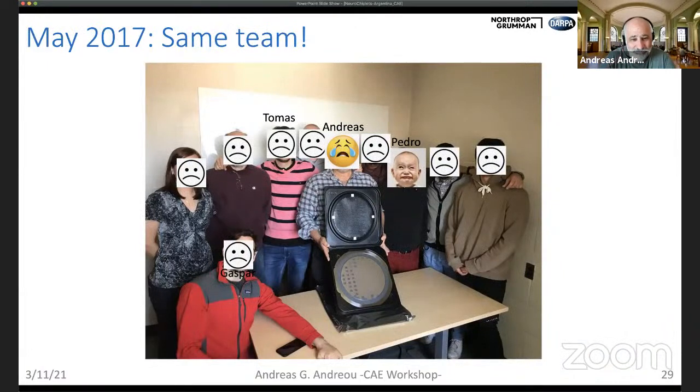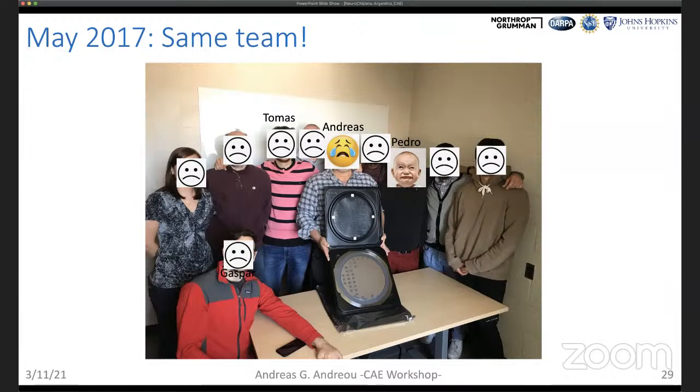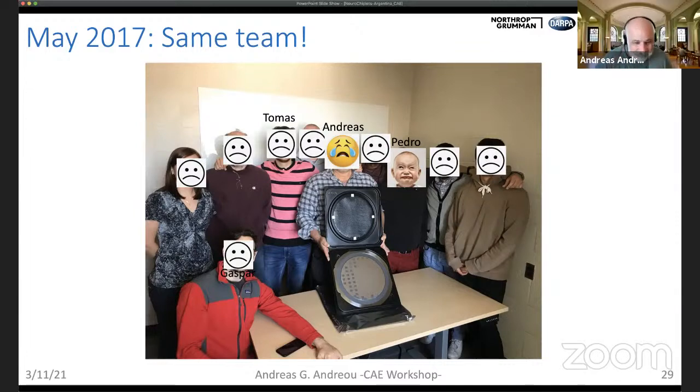Here is the same picture. Here is the wafer with all the chiplets. In May 2017, the wafers came back and we tested them. And what you see here is the same people now, but with sad faces. Notice Pedro's face. Pedro was really very unhappy. And so was Andreas. Andreas is crying. Thomas, Pedro, and Gaspar, the Argentinian in this group. That day, Gaspar delivered the sad news that the chips on this wafer will never work. And that was the end of this project.